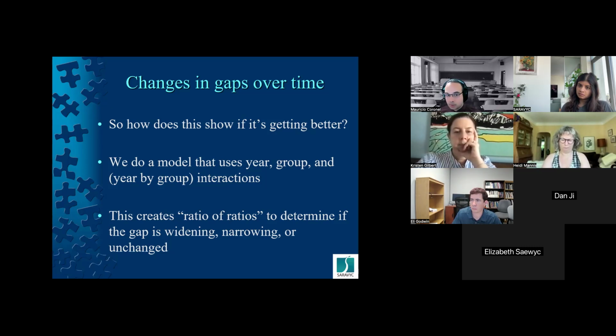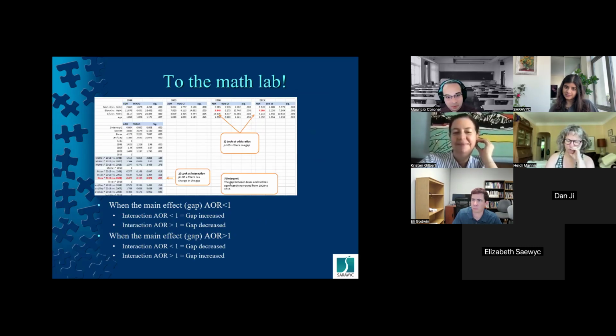and the group and an interaction of the year by the group. So this is making what we're referring to as a ratio of ratios to tell us if this gap is getting bigger or if this gap is getting smaller or if it's not changing at all. So I'm going to plug in a little bit of math. Don't get scared. It's a lot of math. You don't have to look at all of it. This is just for illustration purposes. And I know it's a lot of numbers and it's very small. Don't try to read all of them.